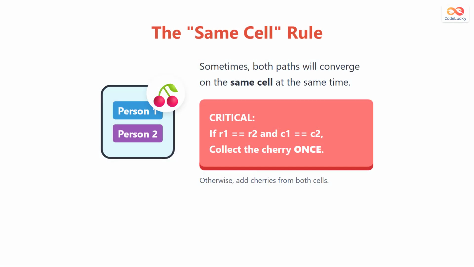There is one special case we must handle carefully. If both person 1 and person 2 arrive at the exact same cell at the same time, there is only one cherry there to collect. We must ensure we do not count it twice. In our algorithm, if the coordinates of person 1 equal the coordinates of person 2, we add the cherry value once. If they are on different cells, we add the cherry values from both cells.